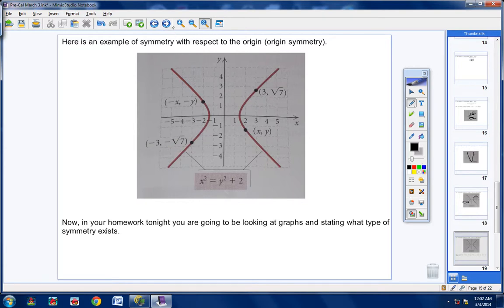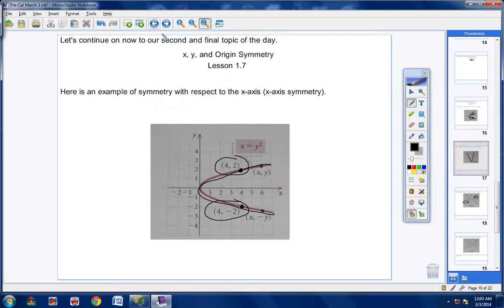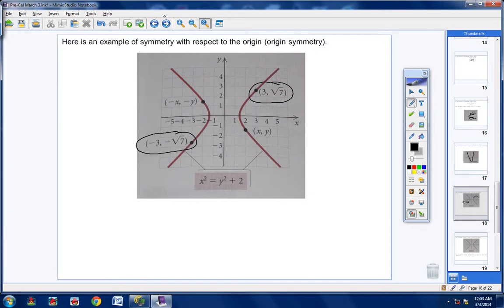So real quick here, in your homework tonight, I'm going to give you graphs to look at and you're going to state what type of symmetry exists. We're not going to practice any of those now, but in your homework tonight, you're going to be looking at some in which you look at a graph like this right here and you decide what type of symmetry it has, or you look at a graph like this, what type of symmetry, or a graph like this, what type of symmetry does it have? Okay, so with that in mind, let's go ahead and do one more thing.